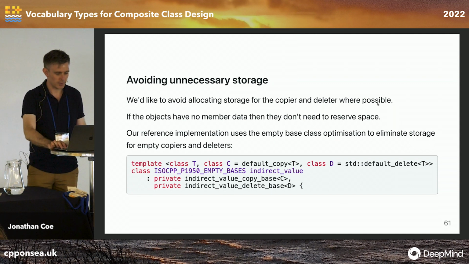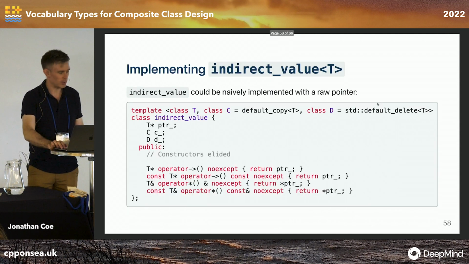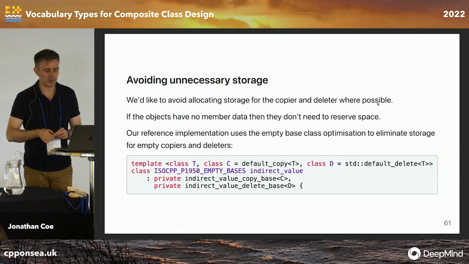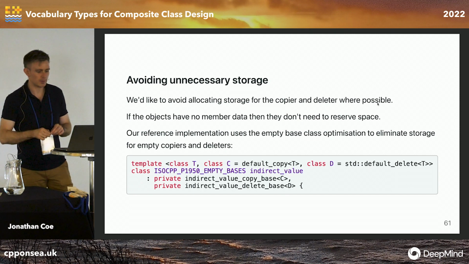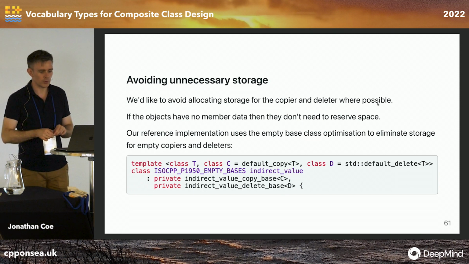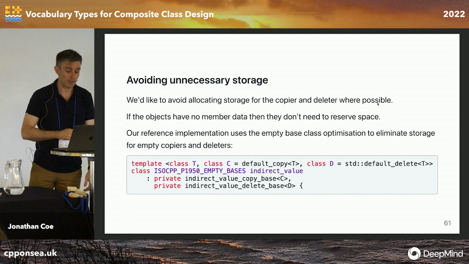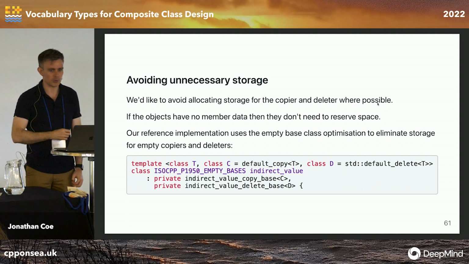So going back to our naive implementation, we want to avoid allocating storage for the copier and deleter where possible. If the objects have got no member data, then we don't really want the object to be any bigger than the raw pointer. It seems sad that the copier and deleter are taking up useful address space. So our reference implementation, with great thanks to Anthony, uses the empty base class optimization to eliminate the need for storage for empty copiers and deleters.